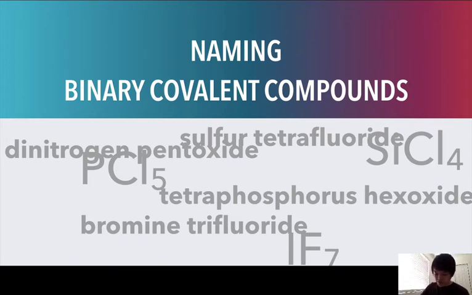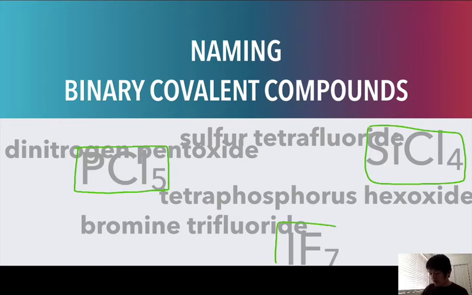So if you look at some of these examples right on this introduction page, PCl5, SiCl4, and IF7, these are binary, again, because there's only two different elements, and they're covalent because both of these elements are nonmetals. That's the requirement for covalent bonding. They're both nonmetal atoms. Okay. Let's look at some of these example names.